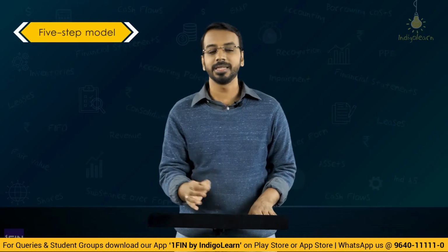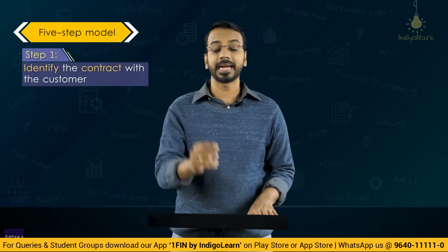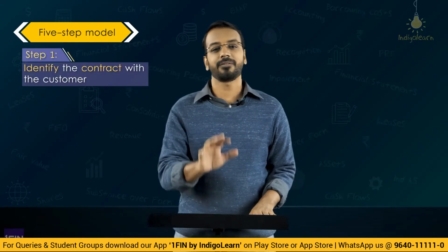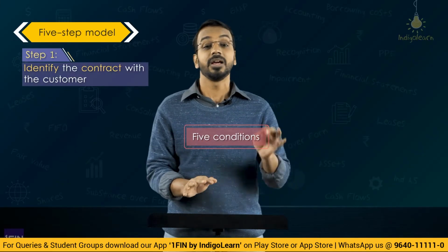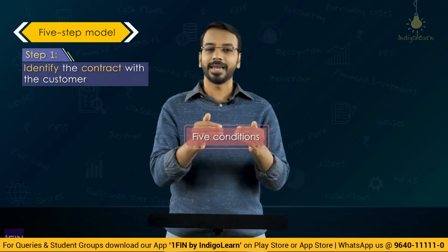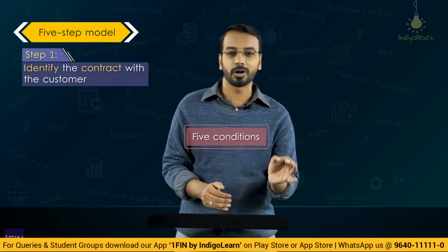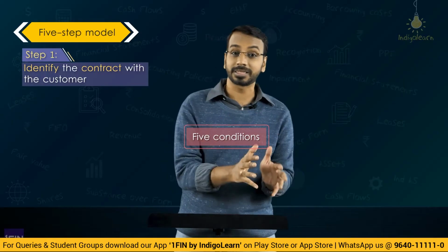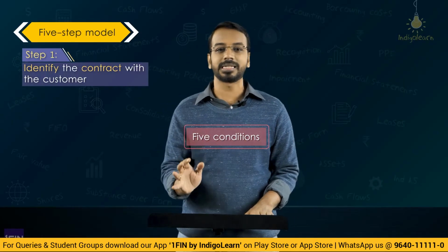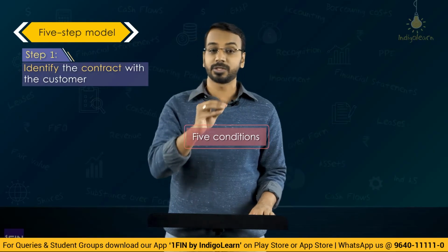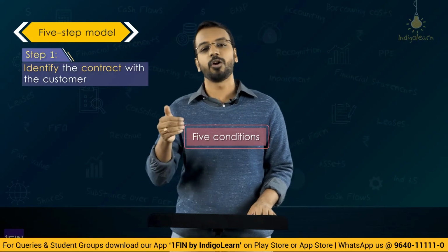Now, as I said earlier, the first step under the 5-step model is identifying the contract, and in the first step there are 5 conditions. Ind AS 115 prescribes 5 conditions which have to be fulfilled for an entity to recognize a contract. So, to pass the first step, that is step 1, there are 5 conditions, and if any of these conditions are not satisfied, the first step is not passed and you cannot move on to other steps.